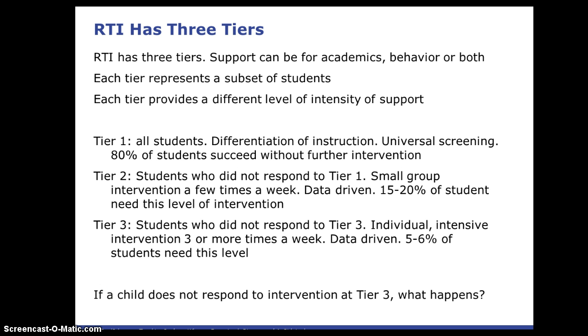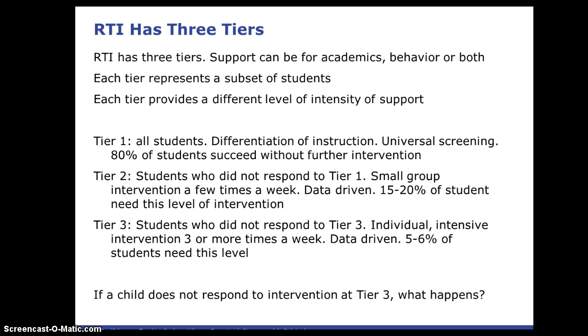RTI has 3 tiers in Mississippi. There actually are some states that have 4 or even 5-tier systems, but the most common is a 3-tier system. The support for RTI can be for academics, or it can be for behavior, or it can be for both. Each tier represents a subset of students, and each tier represents a different level of intensity of support.